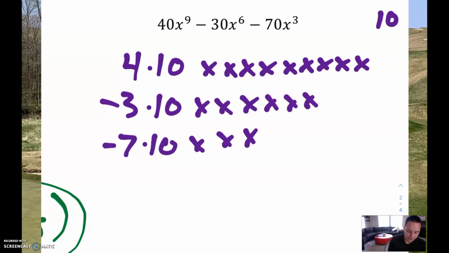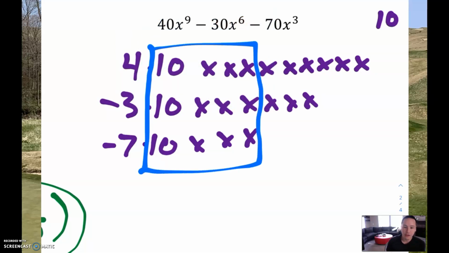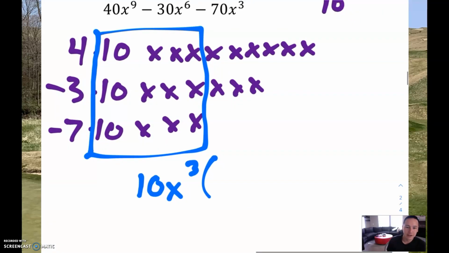So if we ask what's the greatest common factor, well, they all have a 10, and they all have x to the 3rd. So I'm going to put 10x to the 3rd as my greatest common factor. That goes outside the parentheses.